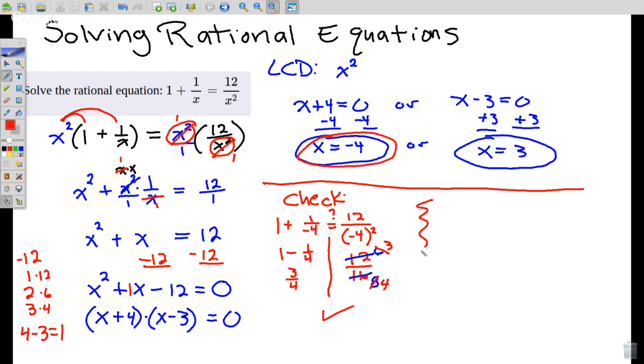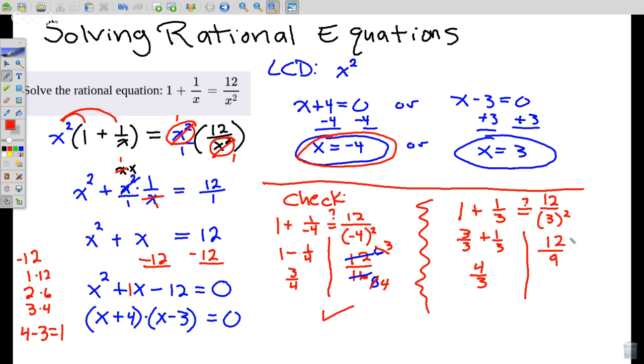Next, we have to check to see if 3 is. So 1 plus 1 over 3 hopefully equals 12 over 3 squared. All right, so 1 1/3, well, that would be 3/3 plus 1/3, which is 4/3. On the other side, we've got 12/9, and 3 goes into 12 4 times, 3 goes into 9 3 times, and we got another match. We do indeed have two solutions.